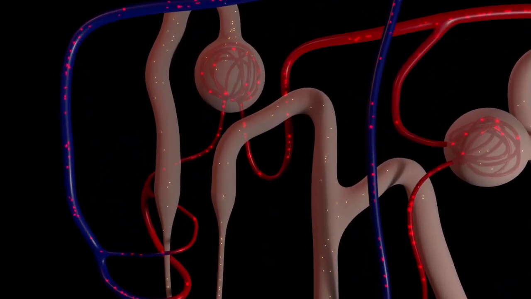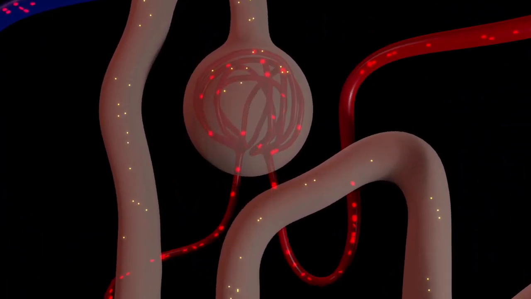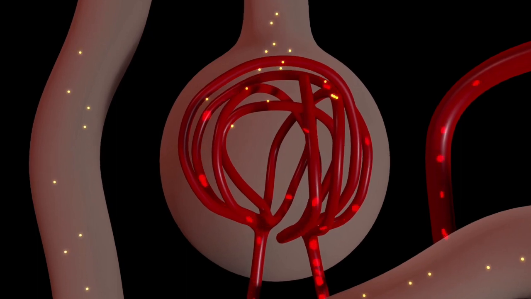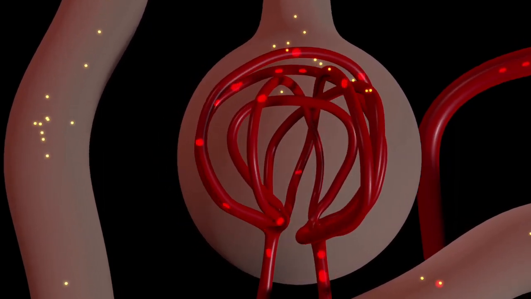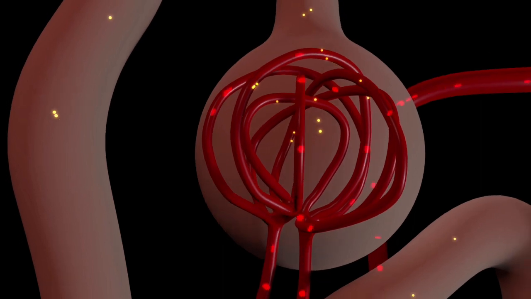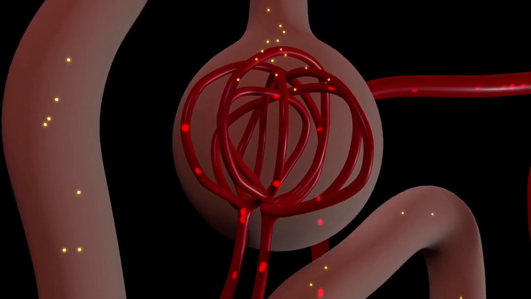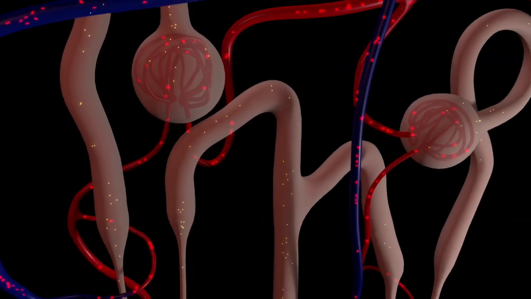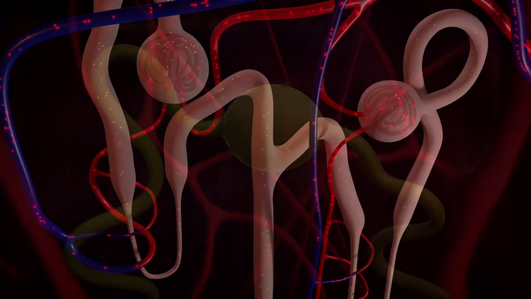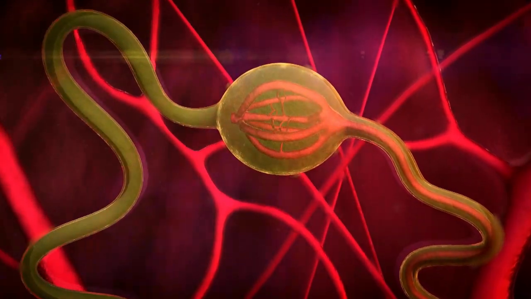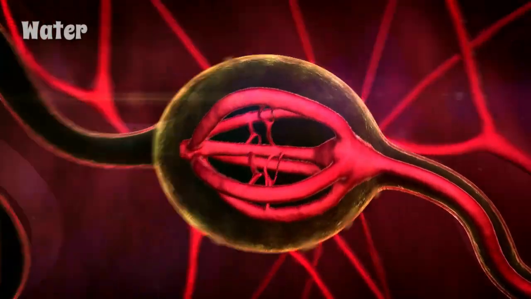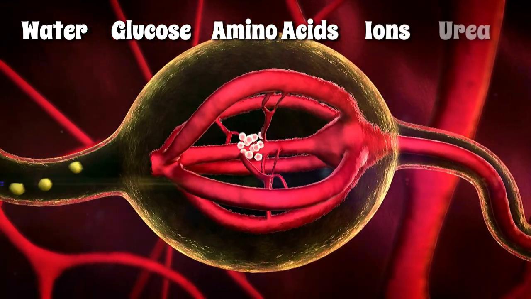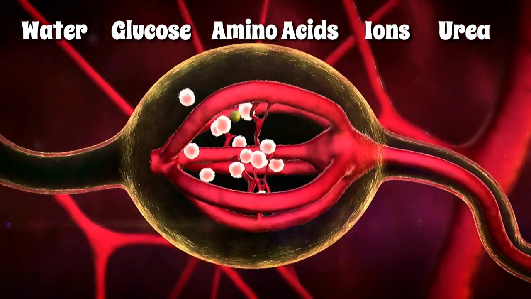The journey of blood through the nephron begins at the Bowman's capsule. A dense network of capillaries known as the glomerulus is encapsulated by the Bowman's capsule. The blood is under high hydrostatic pressure in the glomerulus, and the first step, ultrafiltration, occurs. Water, glucose, amino acids, ions, and urea are forced into the Bowman's capsule, forming the filtrate.